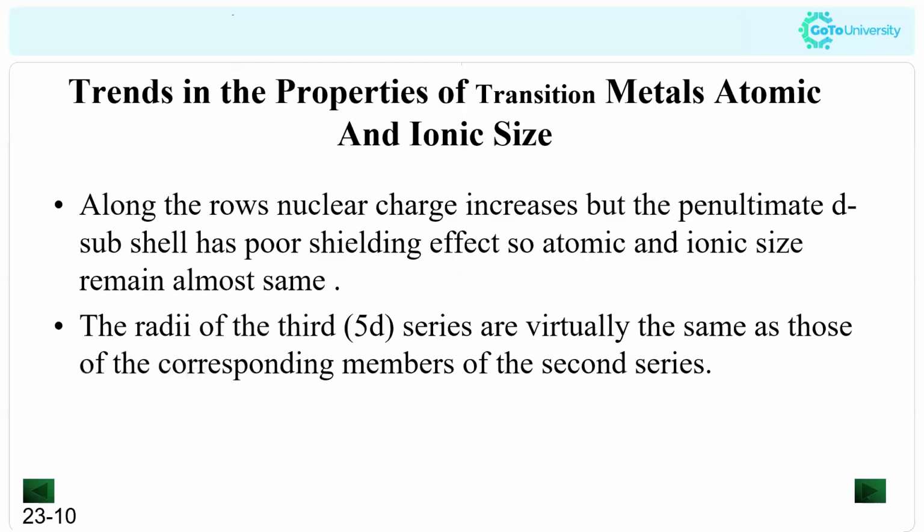Next thing is the trends in properties. So along the rows, the nuclear charge is increasing. Why is the atomic size decreasing? Because when we move from left to right, the nuclear charge or number of protons increases, and the d subshell has a shielding effect as well. So the atomic and ionic size remains almost the same. So this is also important.